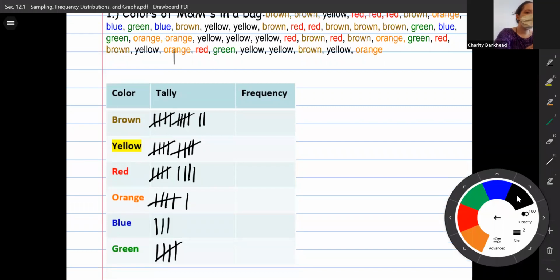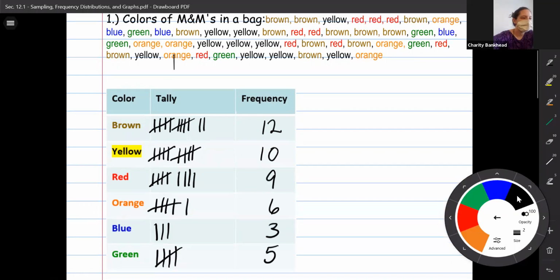Then I'll write down the actual number. I have 12 brown ones, 10 yellow ones, 9 red ones, 6 orange ones, 3 blue ones, and 5 green ones. That's a frequency table, or a frequency distribution. If we wanted to know the total number, I could add up the frequency column and that would tell me the total number of M&Ms in that bag.